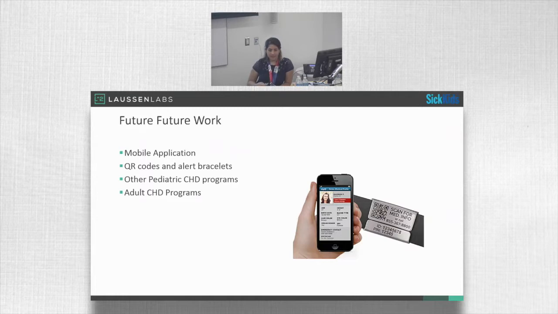Finally, we want to look at expanding into other pediatric institutions and also trying to capture the adult congenital heart patients, who are probably one of the most at-risk populations because it's so rare for them to present to the adult world with a congenital heart disease, given that only recently they're making it into adulthood.